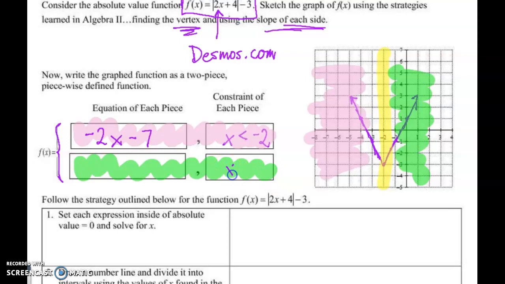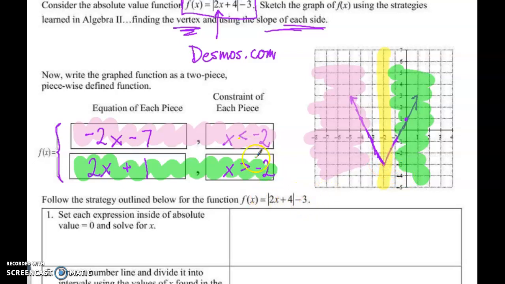And now I need to do the same thing to the right of -2. And if I'm looking to the right of -2, this time my slope is +2x. And now my y-intercept you can actually see and you can identify as +1. Now technically my answer is wrong, because right now I would have an open circle at this point.